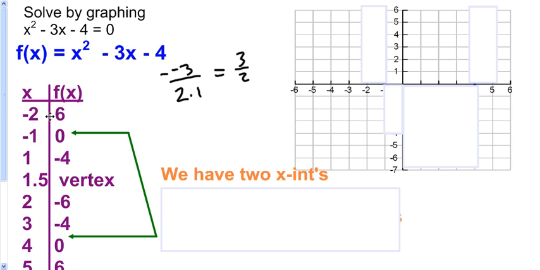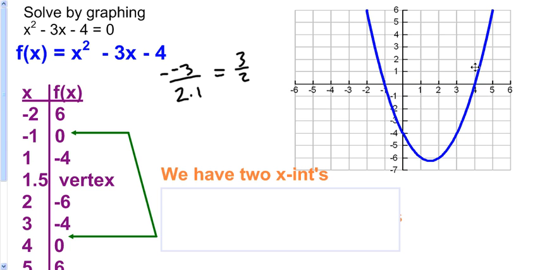So left 2 up 6, left 1 up 0. And continue to plot your points. And you're going to get a graph that looks like this when you plot all your points and connect them with a nice smooth curve.